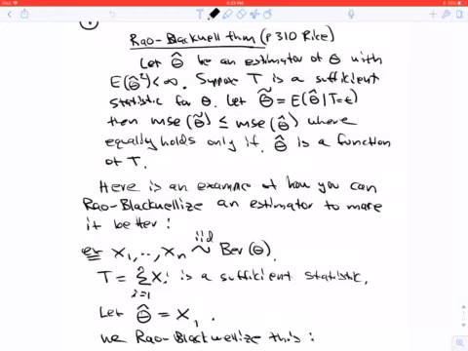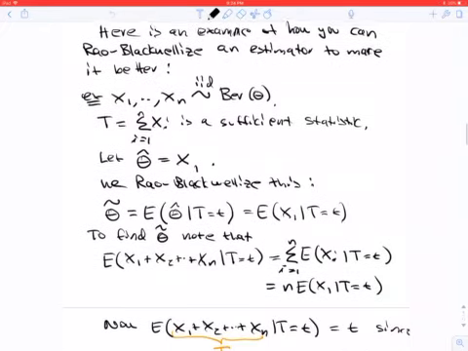So let me give you examples of these things. The Rao-Blackwell theorem says that if you have an estimator, we're going to condition it on a sufficient statistic and take the conditional expectation, and that will be an estimator that has a smaller MSE. It's strictly smaller unless your original estimator is a function of the sufficient statistic, in which case you get equality instead of inequality.